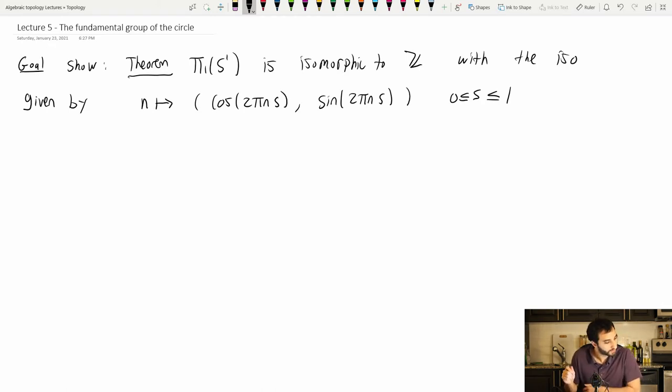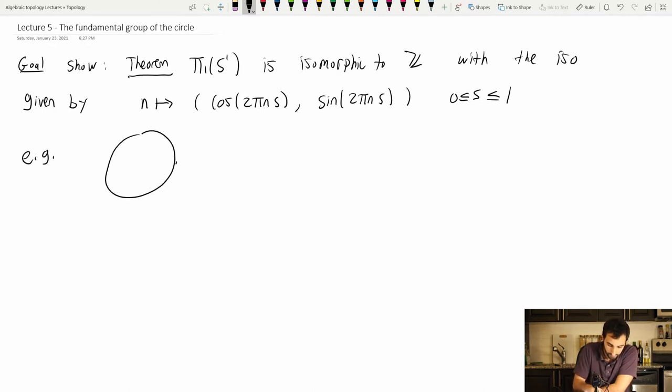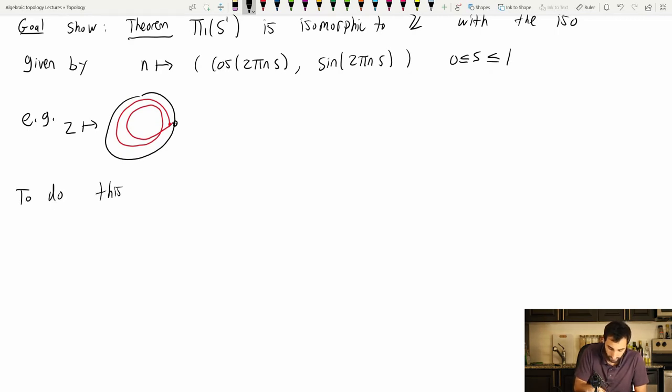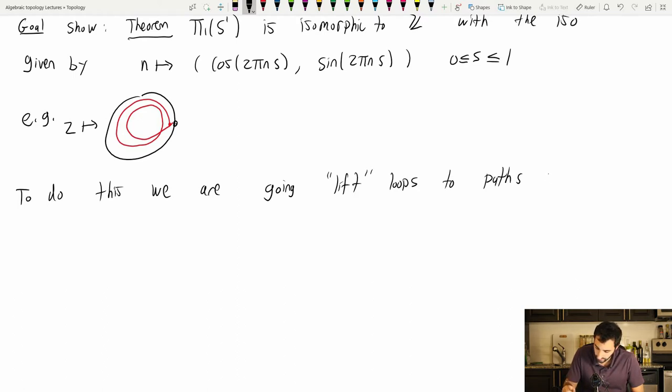So, for example, let me just draw this in. I think you get it, but 2 will be sent to the loop that runs around once like this, runs around again, comes back to the base point. So to do this, we're going to lift loops to paths in R. And what do I mean by this?